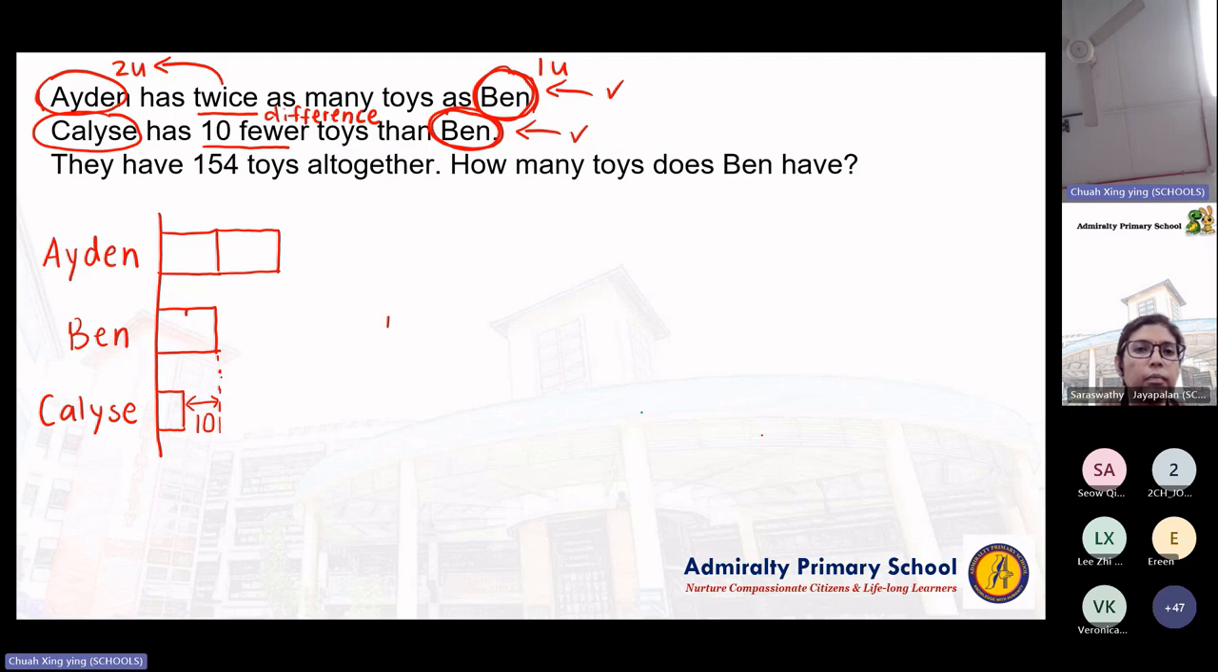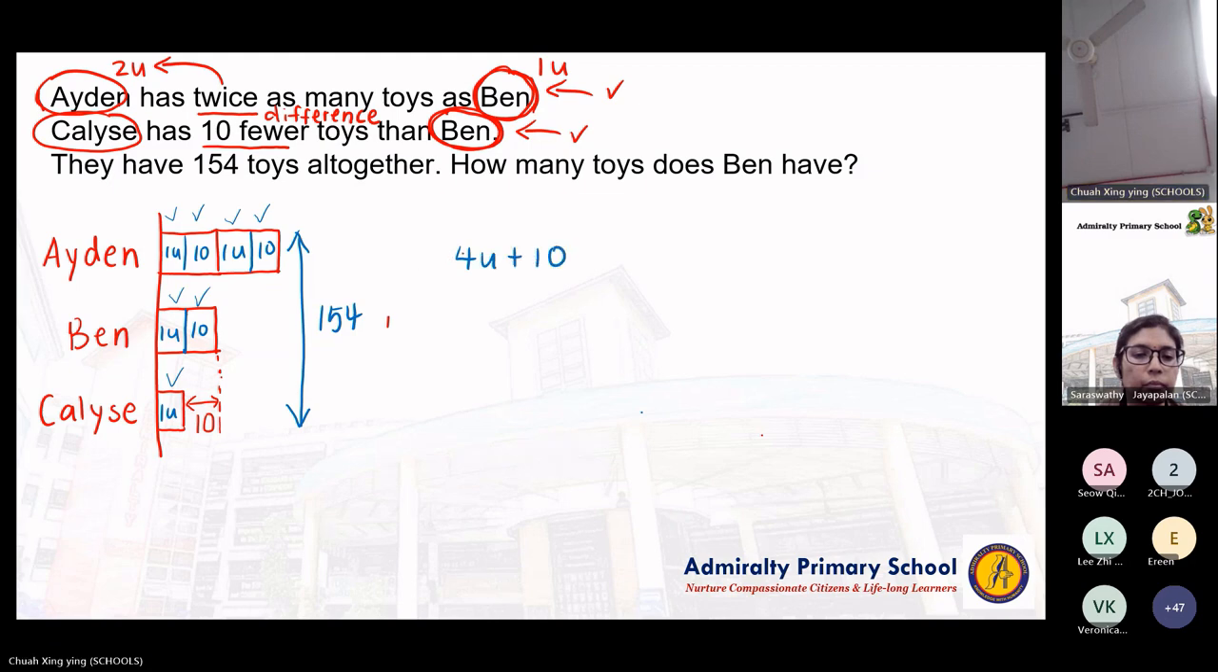Oops, sorry. Let me very quickly put it back. All right, here. So what does this 154 mean? It means the 1 unit plus 10 plus 1 unit plus 10 plus 1 unit plus 10 plus 1 unit. So how many units are there? There are actually 4 units. So 4 units plus the 10 is equal to 154.